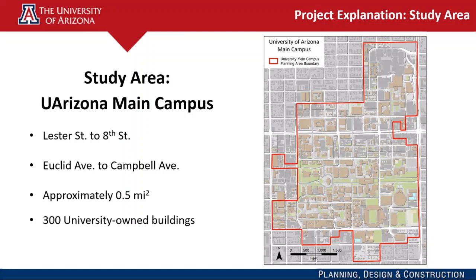So the study area here is the planning area boundary for the University of Arizona main campus. It extends the northern extent from Lester Street south to 8th Street, and then on the east side, Campbell Avenue to the west side, Euclid Avenue. It's about half a square mile, and it has 300 university-owned buildings, in addition to many non-U of A-owned buildings. But for my purposes, I examined only the U of A buildings.